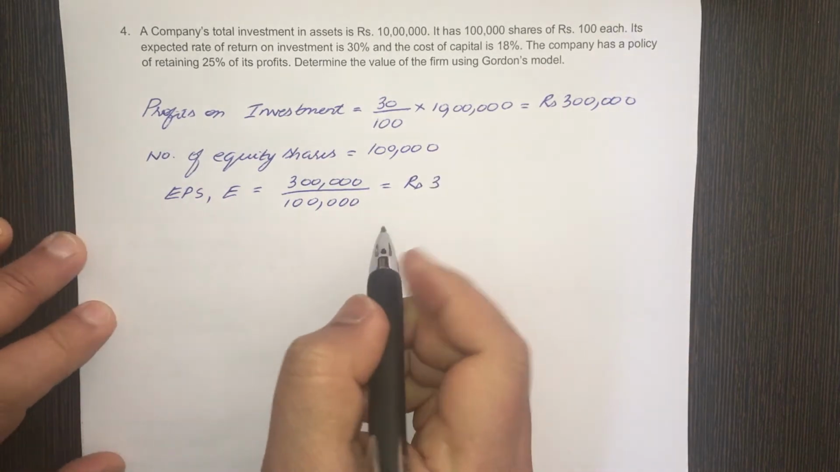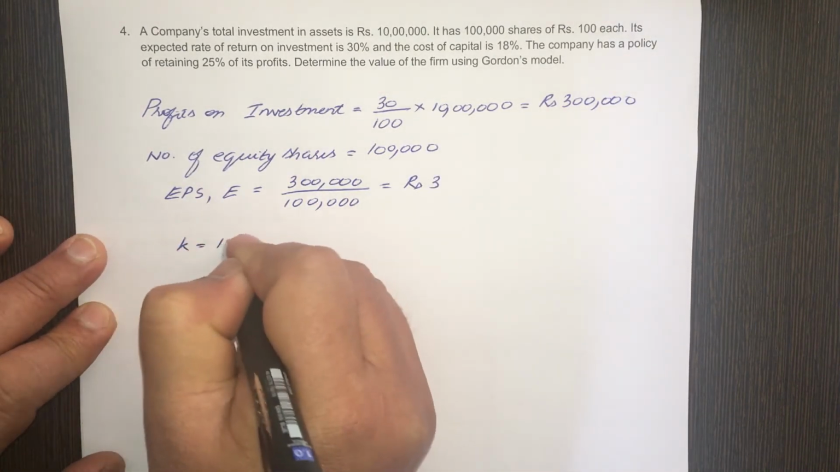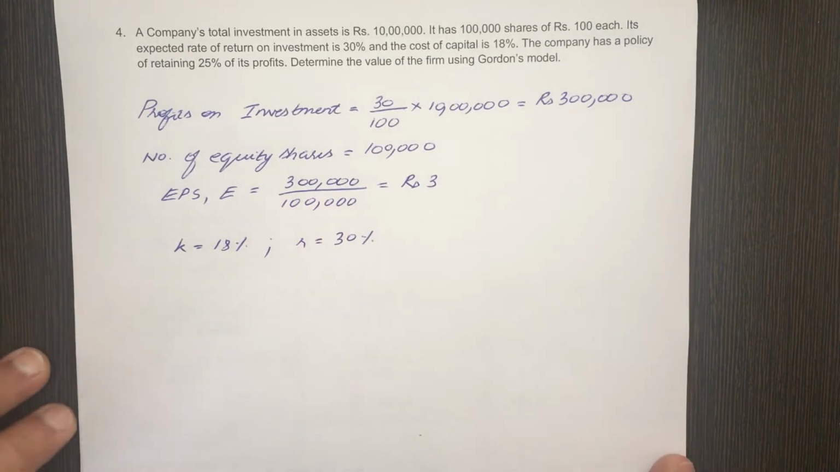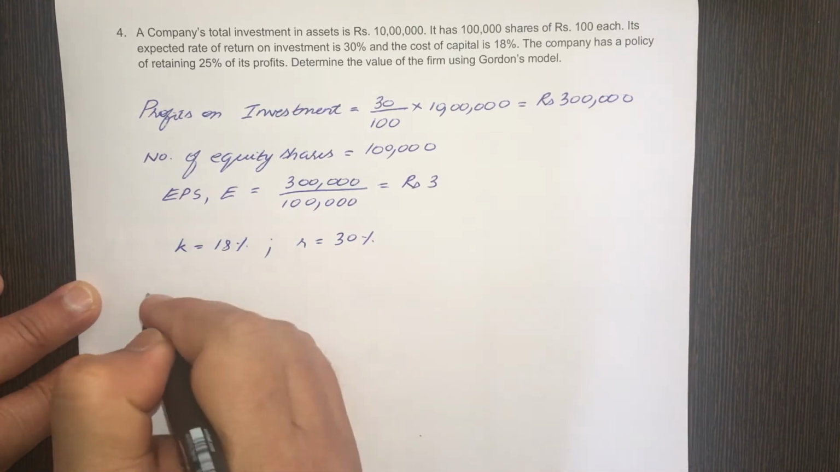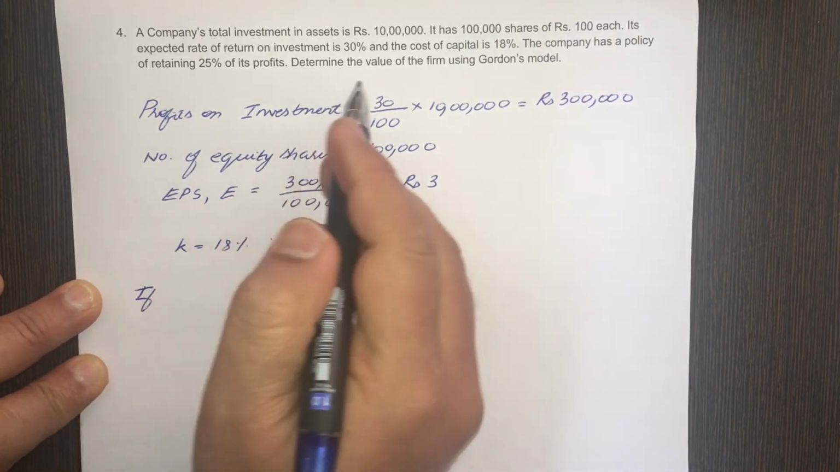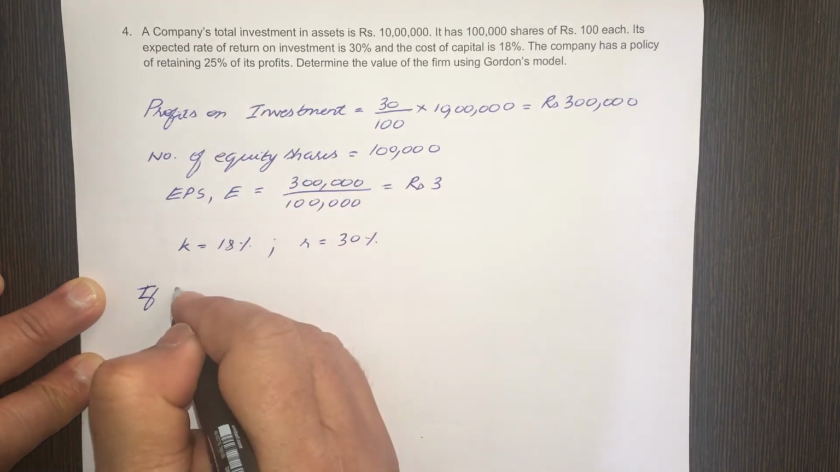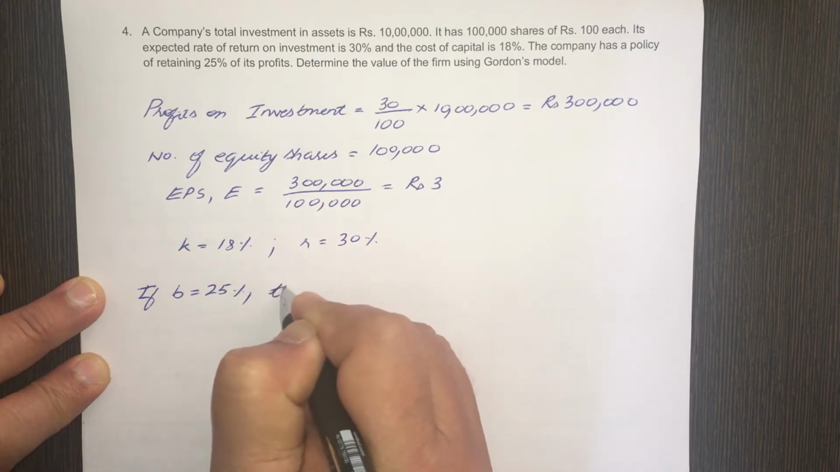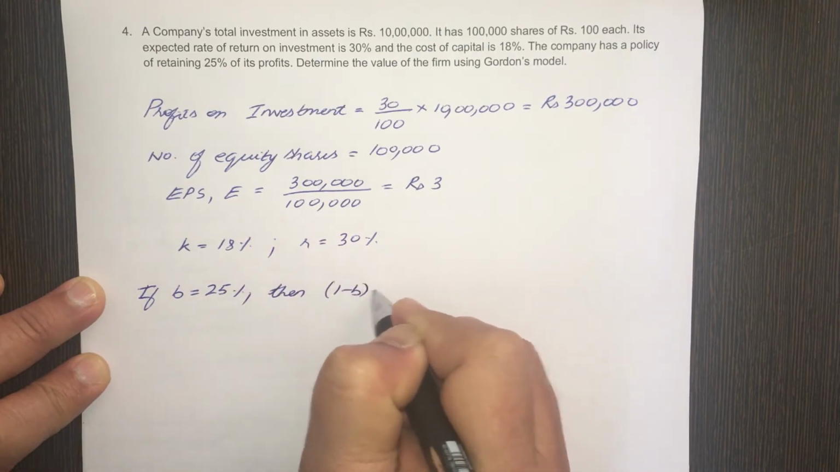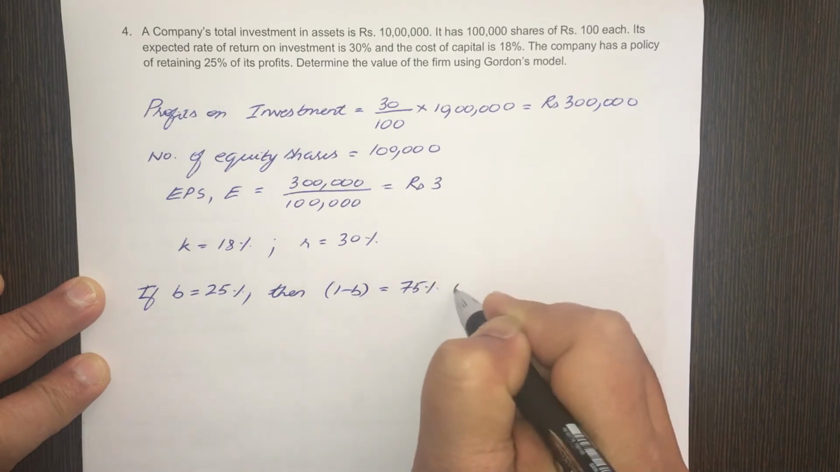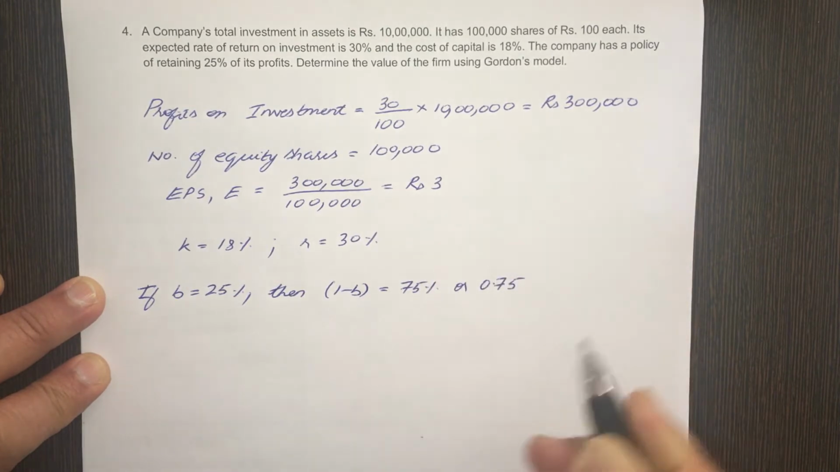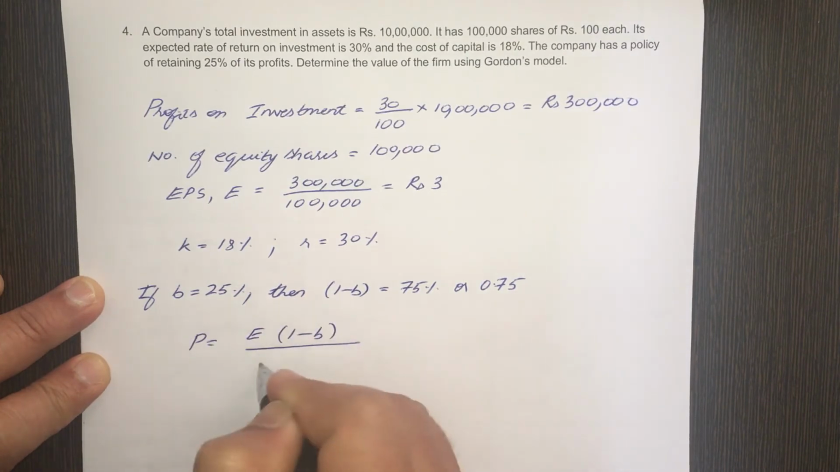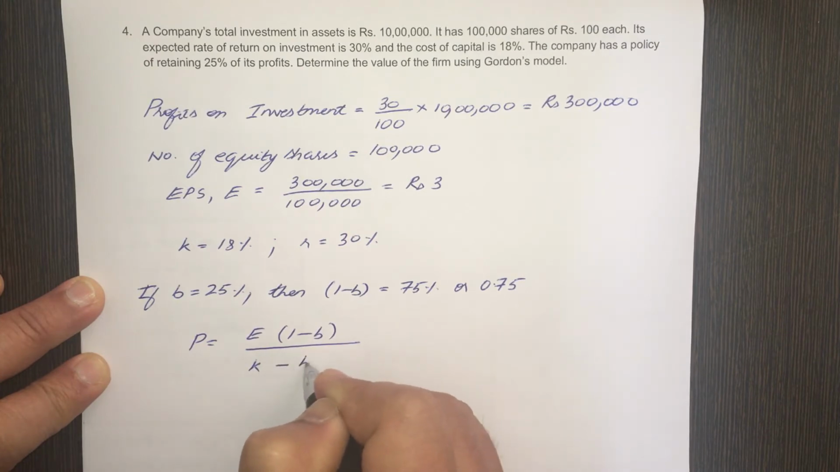rupees 3. Alright, now K is given, K is 18% and R is 30%. So this is a growth firm. Now remember the retention ratio B is 25%. Then 1 minus B will be 75% or 0.75. So P is equal to E into 1 minus B, the whole thing divided by small k minus B into small r.